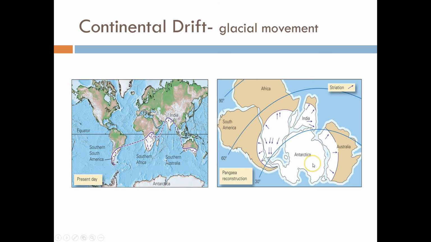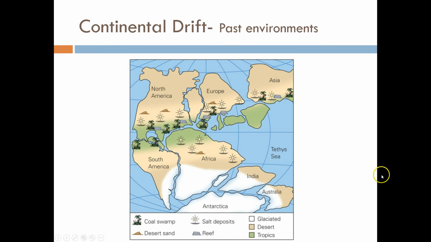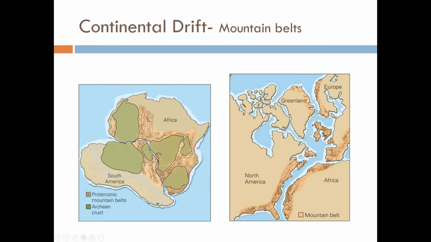And all of them were down close to the South Pole, in a much more southern environment than most of these are currently, which makes sense to have all those glaciers. Of course, not just the glacier environment, but other past environments line up as well. In particular, these coal swamps and these reef deposits, and then you have salt deposits, and you have desert areas that all line up really nicely.